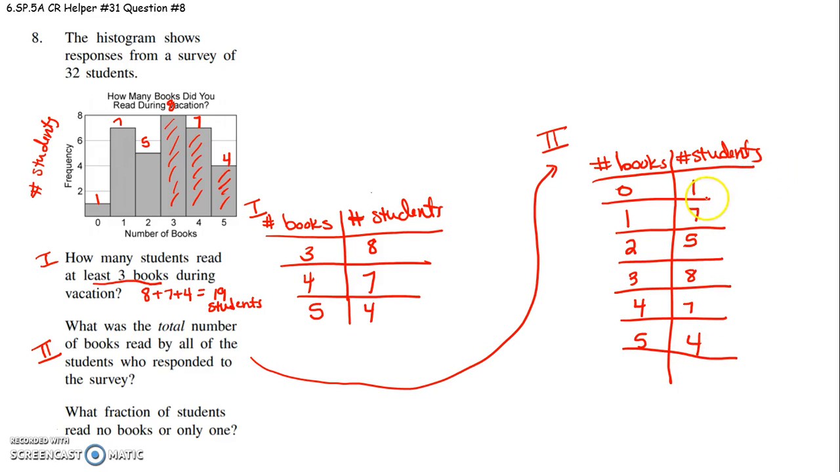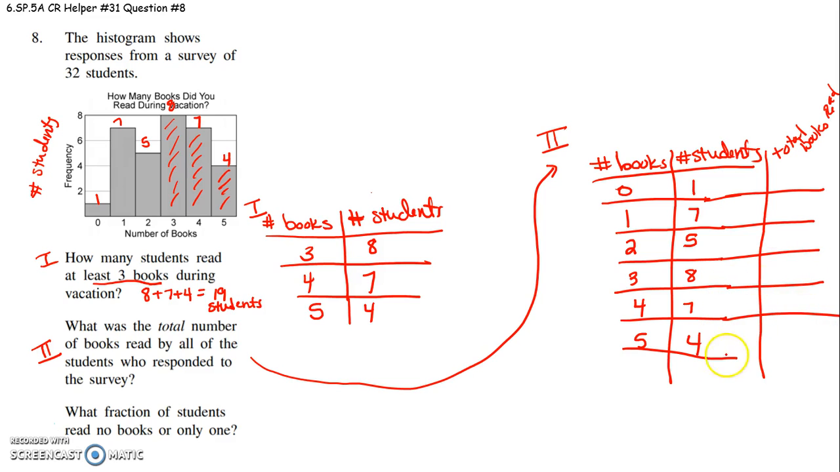So now to get the total number of books read, well, that's ugly writing, but oh well. So if I need the total number of books read, well, this 1 student read 0 books. So guess what? 1 times 0, we don't have any books read yet. 7 students each read 1 book. Now we're up to 7 books. 5 students each read 2 books. 5 times 2 would get us to 10.